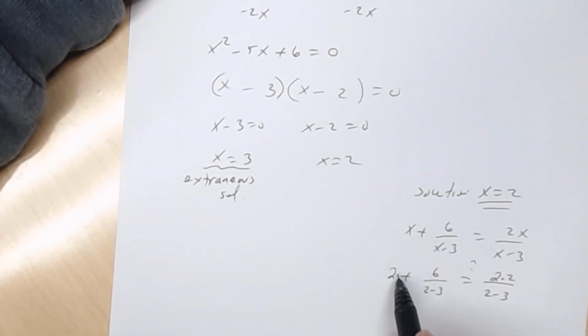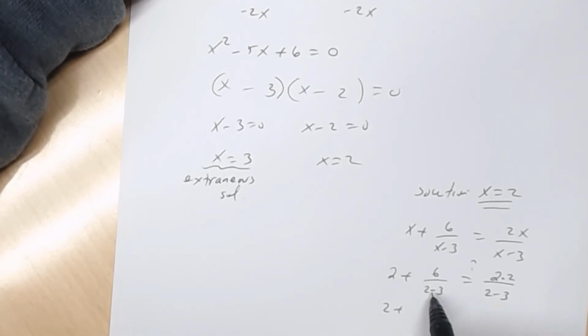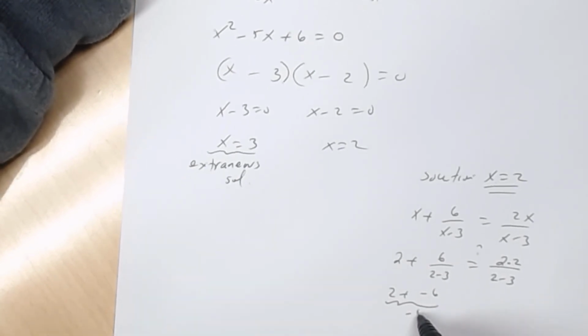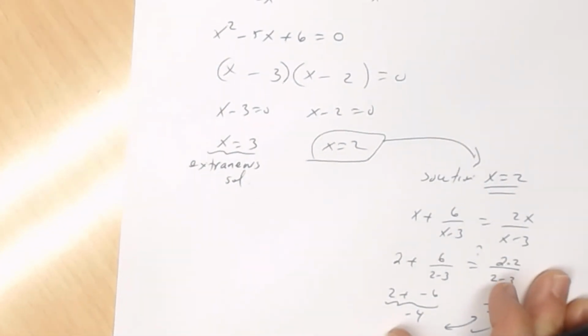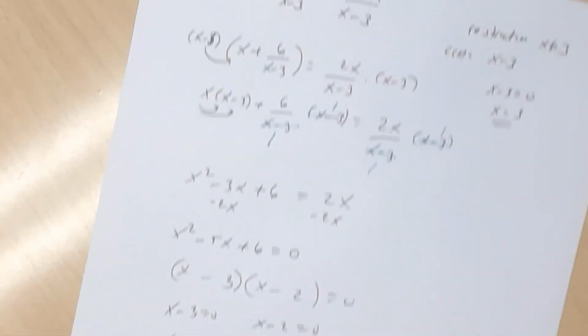Okay, well, first of all, 2 minus 3 is a negative 1. Y'all agree? And 6 divided by negative 1 is a negative 6. So 2 plus a negative 6 is a negative 4. 2 times 2 is 4 in the numerator. 2 minus 3 is a negative 1. And are those equal? Yep, those are equal. So x equal 2 is the only solution. All right, so that's going to take care of part 2.